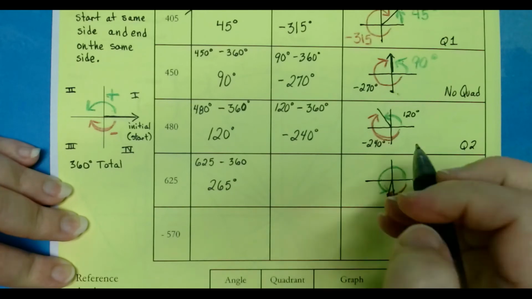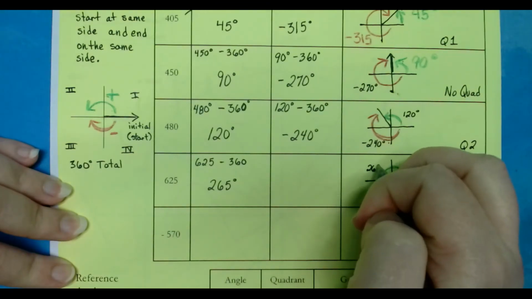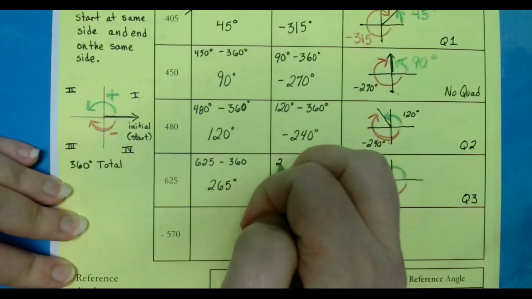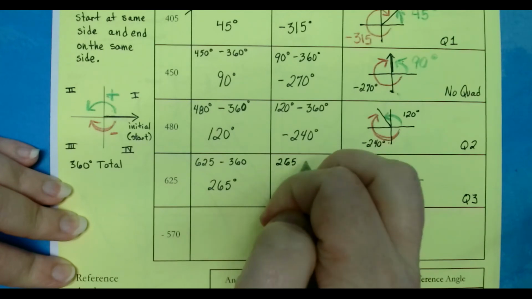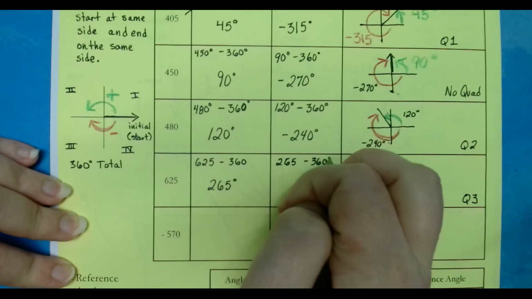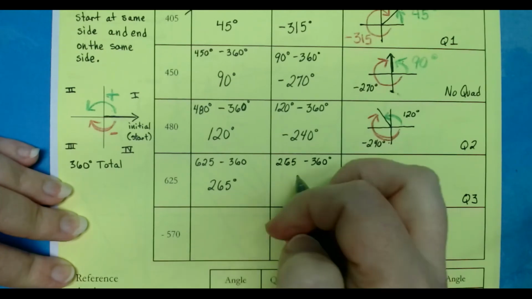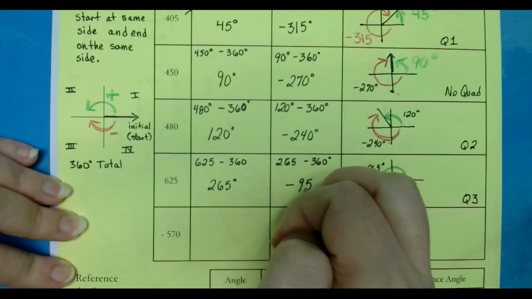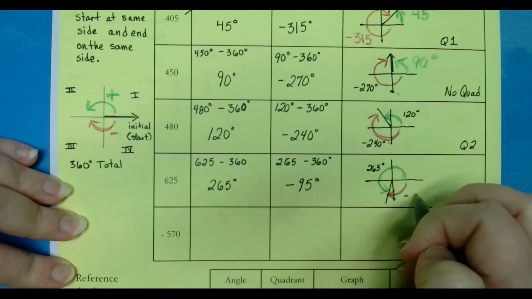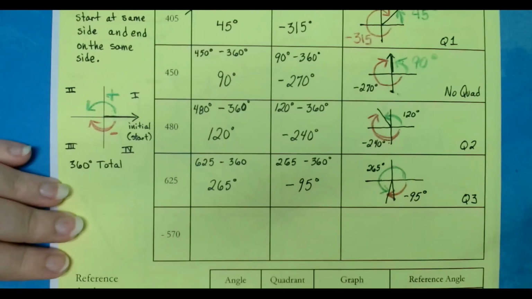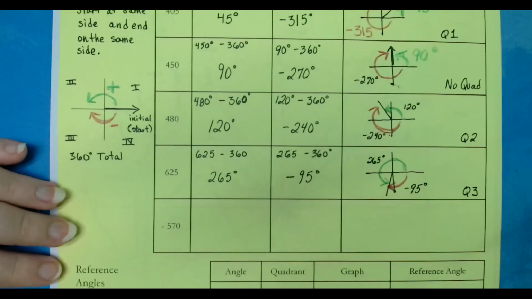And then my negative coterminal angle, we still have to find. So 265 was my positive coterminal angle. Now we're going to take that and subtract 360 again. And we get negative 95 degrees. So our negative coterminal angle is negative 95 degrees. Splendid. You're doing great.